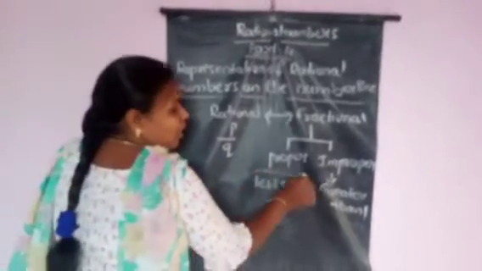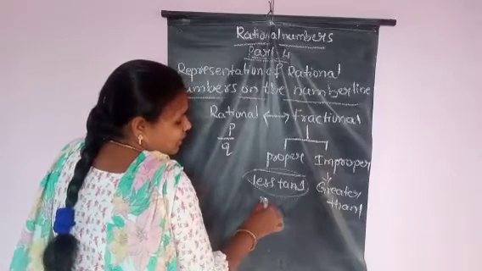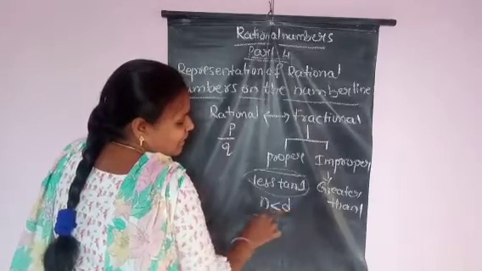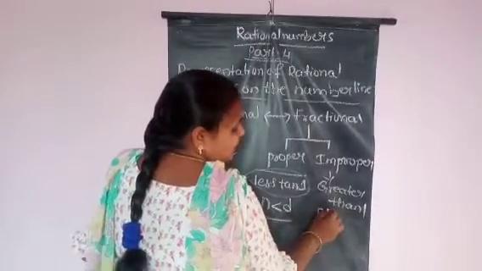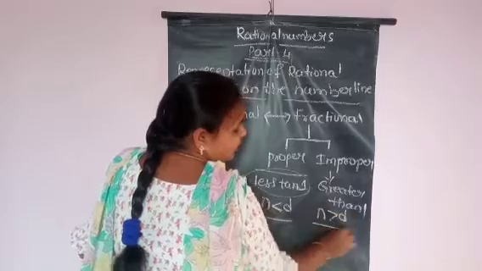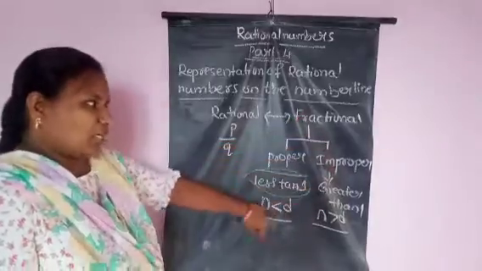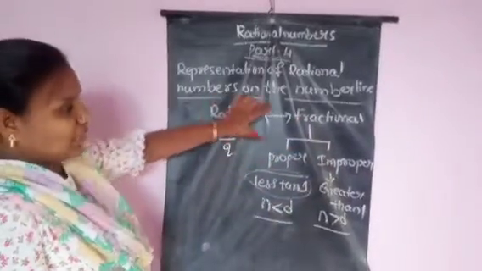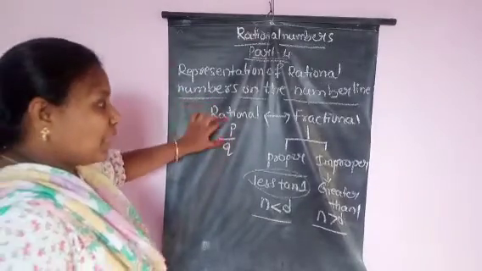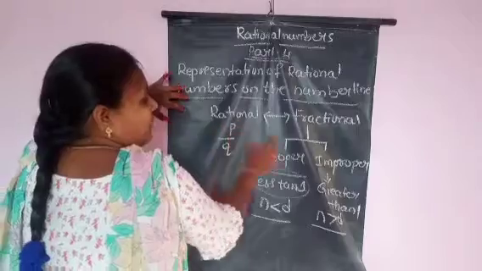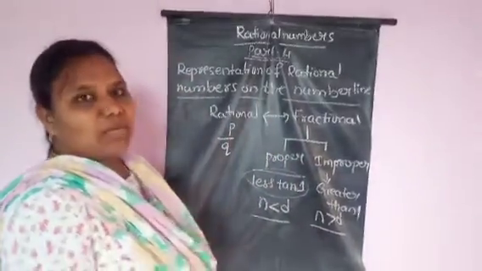In a proper fraction, the numerator is less than the denominator. In an improper fraction, the numerator is greater than the denominator. These are fractions, and these fractional numbers are also called rational numbers. Based on this only, we are going to represent these rational numbers on the number line.